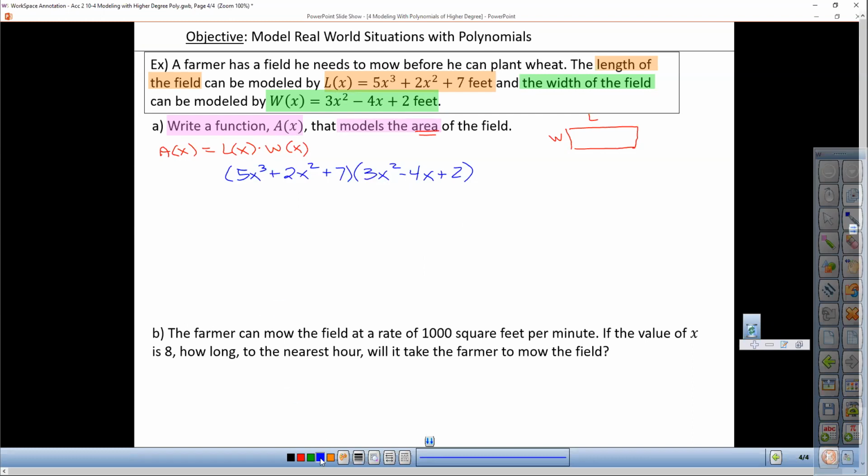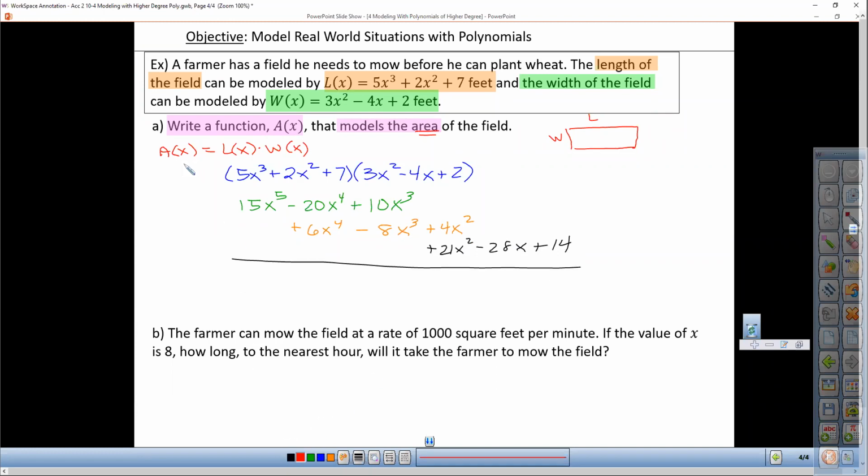Distributing. First I have to distribute my 5x cubed, so I get 15x to the 5th minus 20x to the 4th plus 10x cubed. Then I distribute the 2x squared, so I get plus 6x to the 4th minus 8x cubed plus 4x squared. And lastly, I distribute the 7. That gives me plus 21x squared minus 28x plus 14.